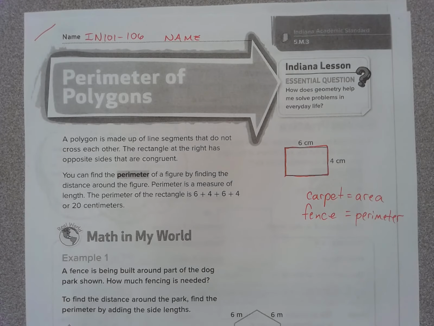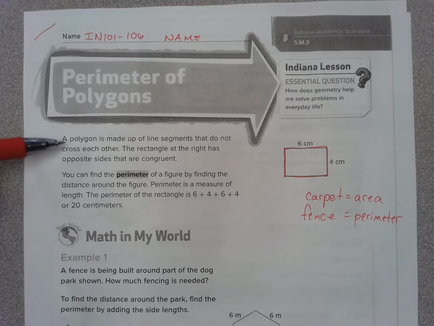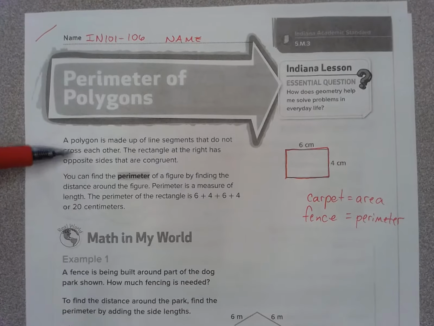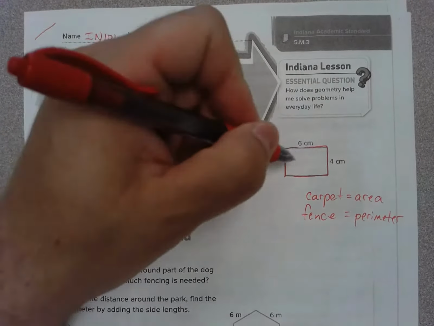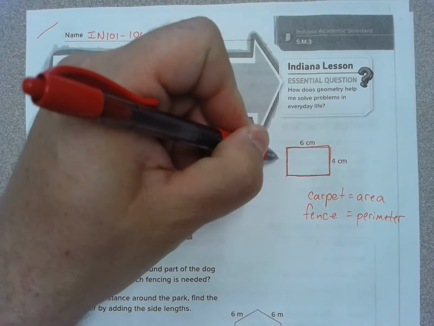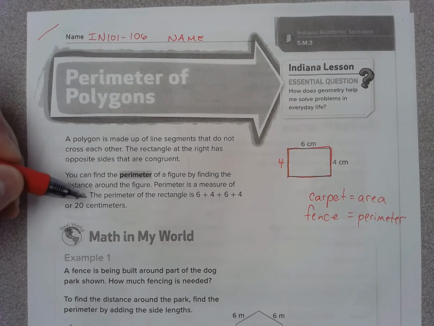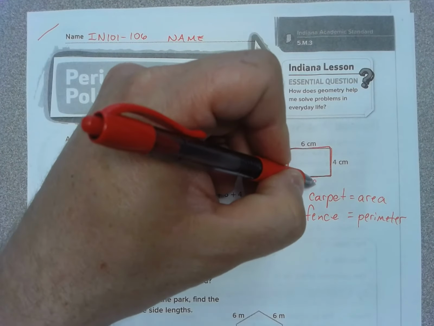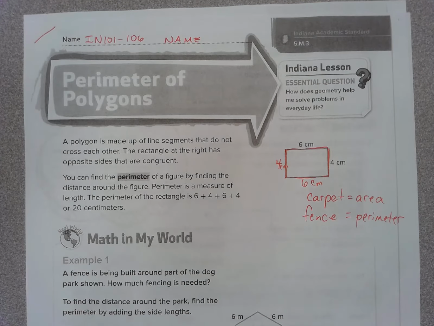For perimeter, we just add up all the sides. It's fairly simple. You just have to keep track of what you've added up. A polygon is made up of line segments that do not cross each other. The rectangle at the right has opposite sides that are congruent. So this is equal to this, this equals 4, and then this one here equals 6. To find the perimeter, we'll just add up all those sides.